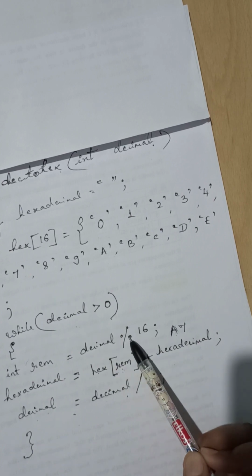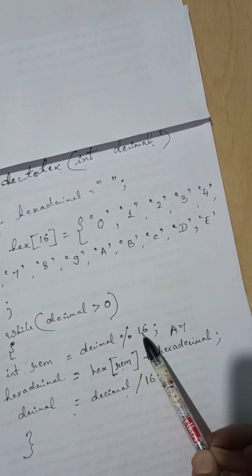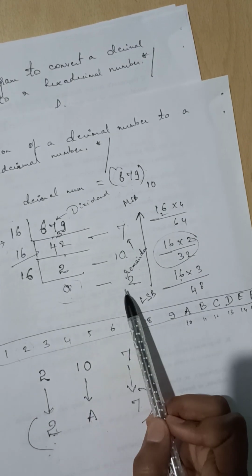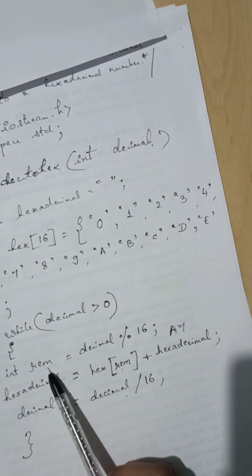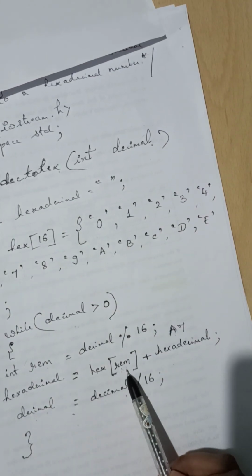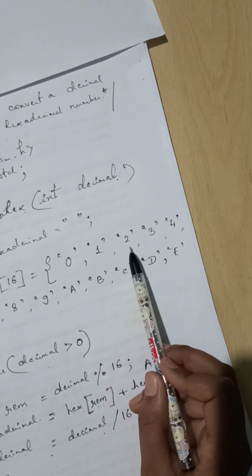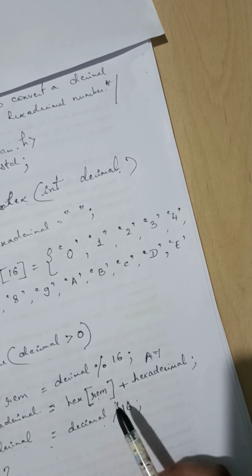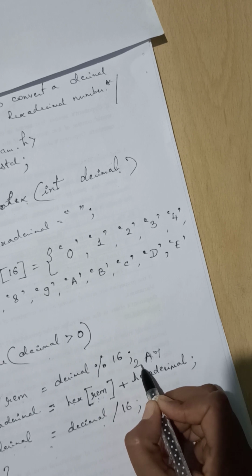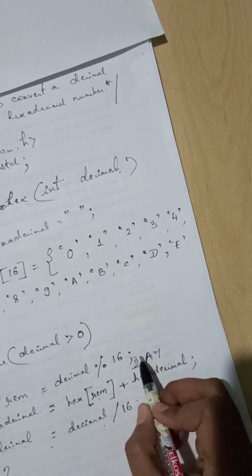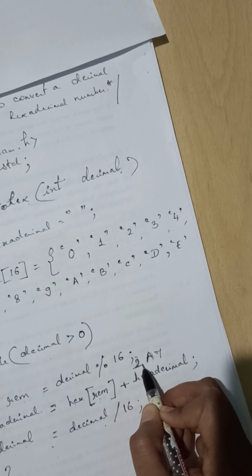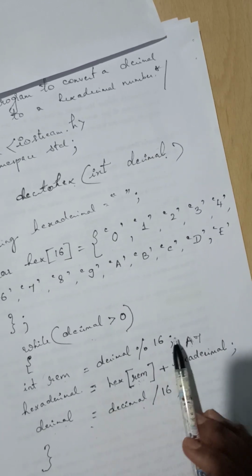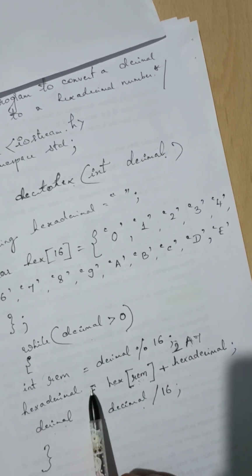So 2, when you modulus divide by 16, what do we get? You don't have any factors, isn't it? So the quotient will be 0 and the remainder will be 2. Hex of remainder 2, what do we get from this array? We have the same digit 2. It is concatenated with the previous remainders. So 2 becomes the MSB, concatenated towards the left of the previous remainders. So 2A7 will be stored in the variable hexadecimal.